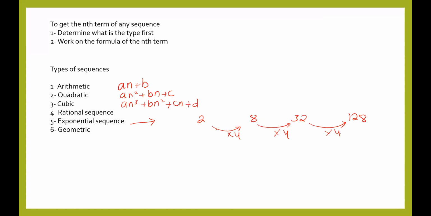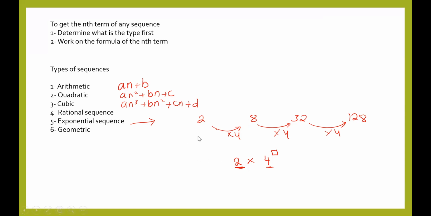So how do you get the nth term? Focus very well in this part. What you will do is write the first term as it is, multiplied by... Here, what's happening is we are multiplying by 4 every time. So you will write the first term multiplied by the term-to-term rule, but then we need to know what's the power of the 4. This is what we're going to talk about later on in the coming examples.